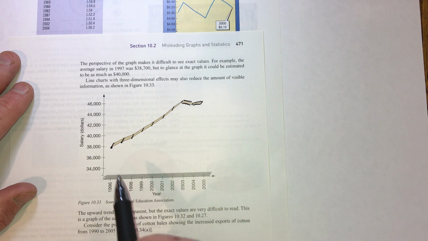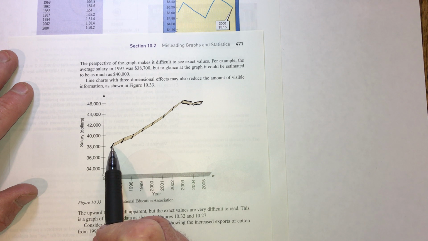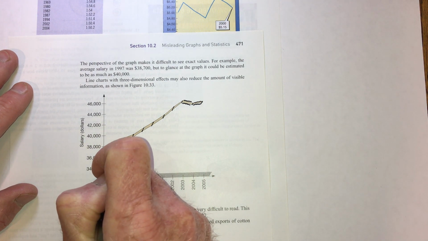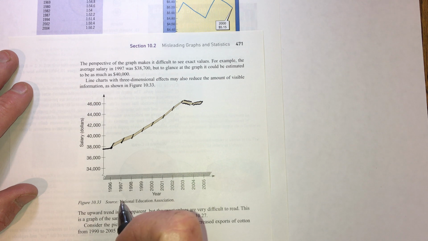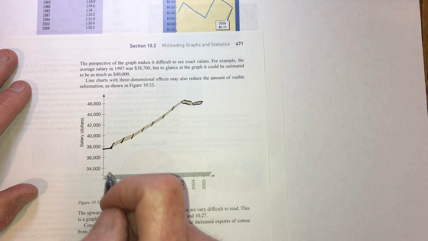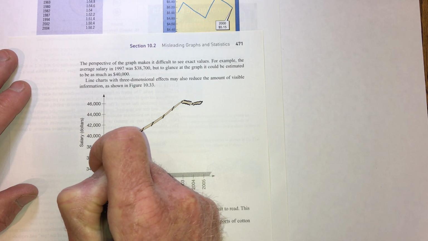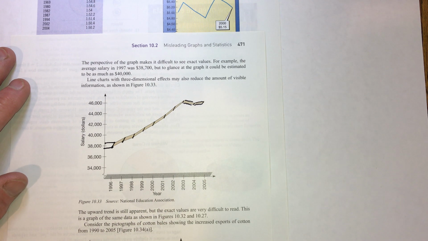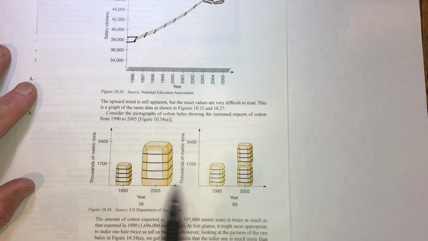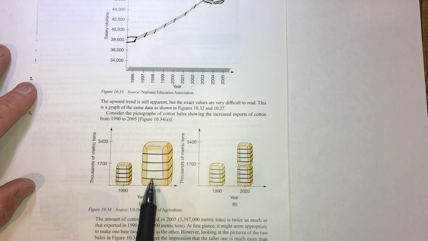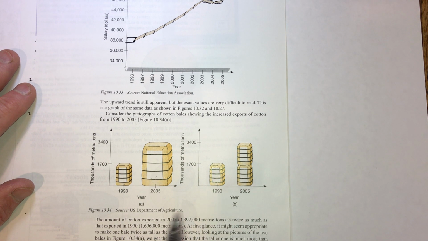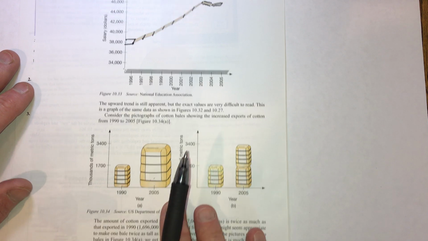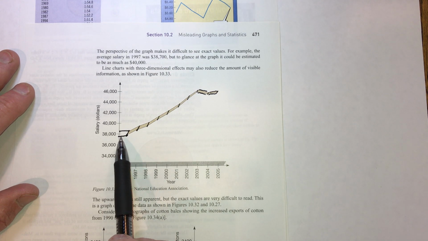Now, the problem with this is when you see this part right here, does that mean you go across from here and it's just a little bit less than 38,000 for this salary? Or does it mean you go across from here and it's a little bit more than 38,000? So while the 3D graph can be visually a little more attractive, like these bales of cotton or whatever this is, it could be a little more fun to look at. It could be that it's more misleading and hard to read. So that could be a problem with a 3D graph.